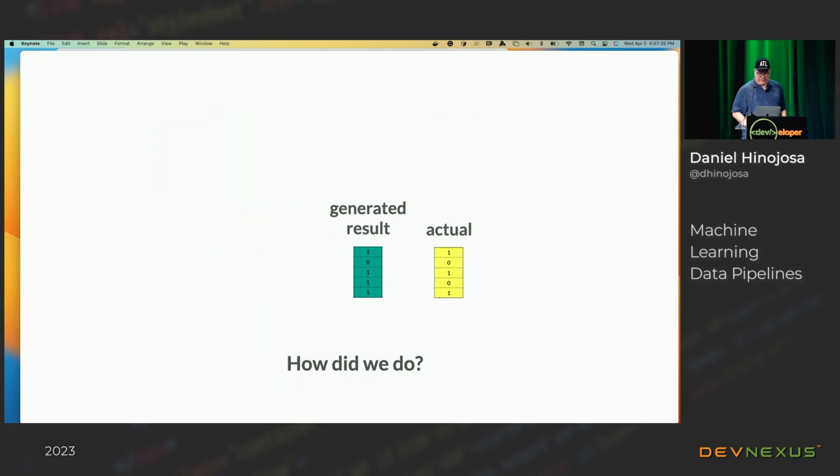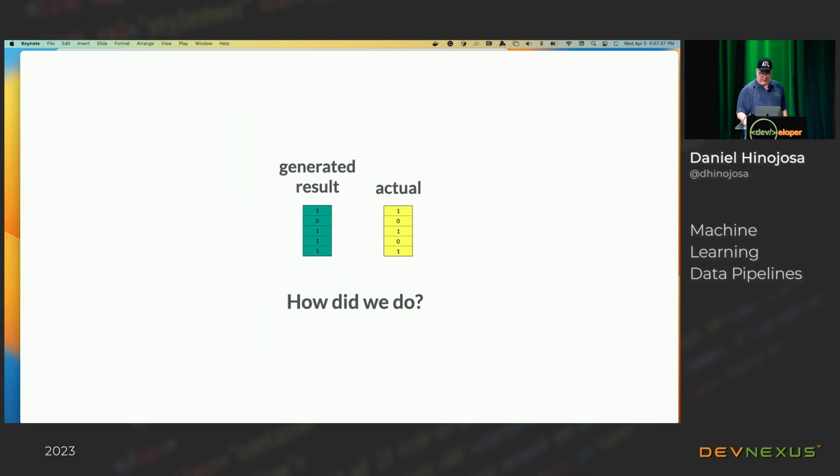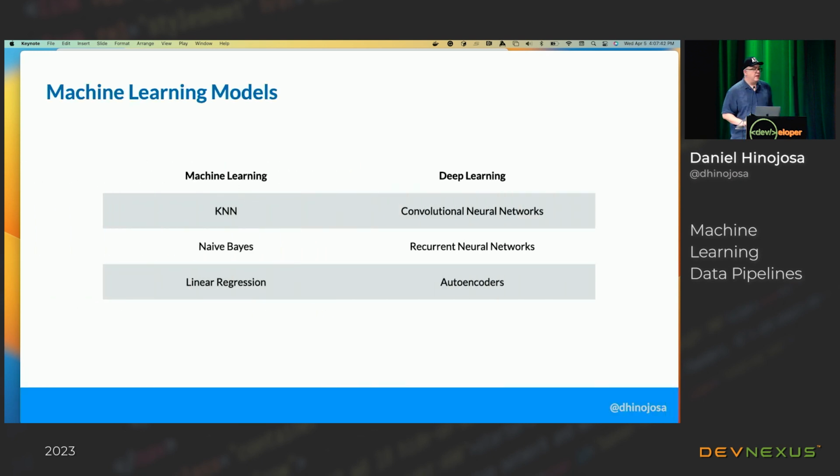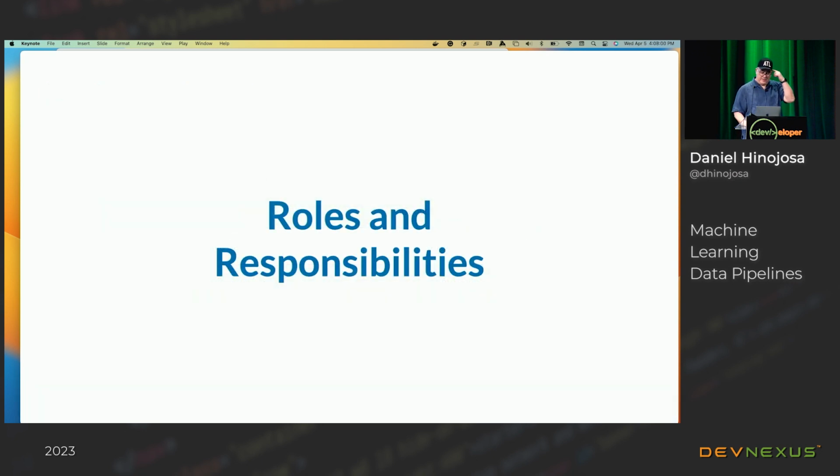So how did we do? We'll take these two bits of information and do a comparison of it. And that's the idea of machine learning. So go and be fruitful with your machine learning models. There are classic ones like k-nearest neighbors, naive Bayes, linear regression. On the deep learning side, this is where we have our neural networks. And there are different kinds of neural networks that could be used for different purposes.